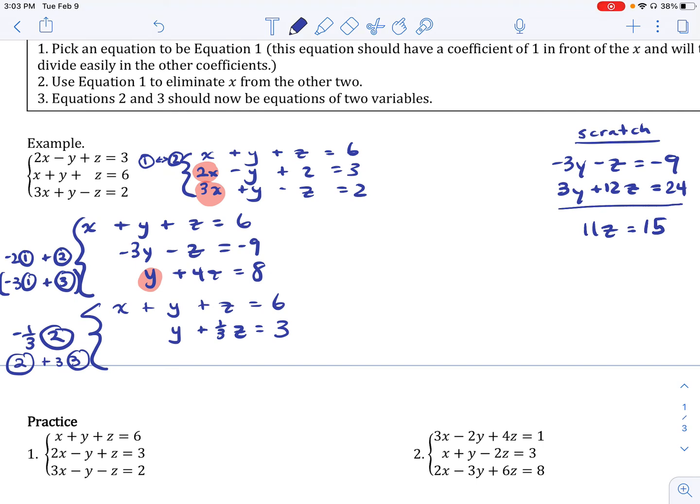And did I make a mistake somewhere? Not quite sure. I may have made a mistake in my previous step. If I multiplied negative 3 times row 1 plus row 3, let's look at my previous step here. This, I believe, should have been... I see my mistake. I apologize. This should have been 2z here.